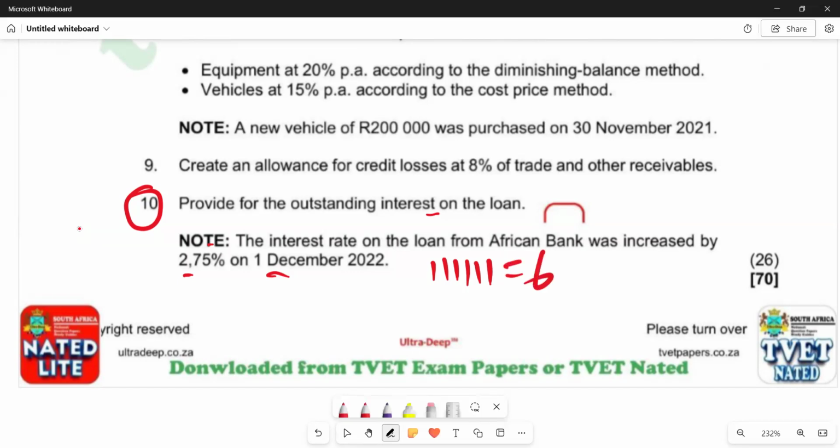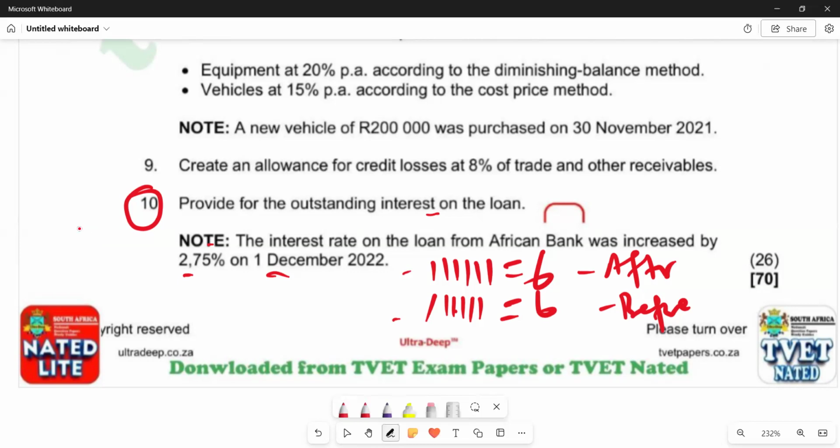So this one was after. Before the increase, it was also 6 months, because we are talking about from the beginning of June, July, August, September, October, November. And on 1 December, the interest was increased. So we've got 1, 2, 3, 4, 5, 6 again, 6 months before it was increased. So we are going to calculate interest before, and then calculate interest after the increase, and then we add the two to get the total interest.